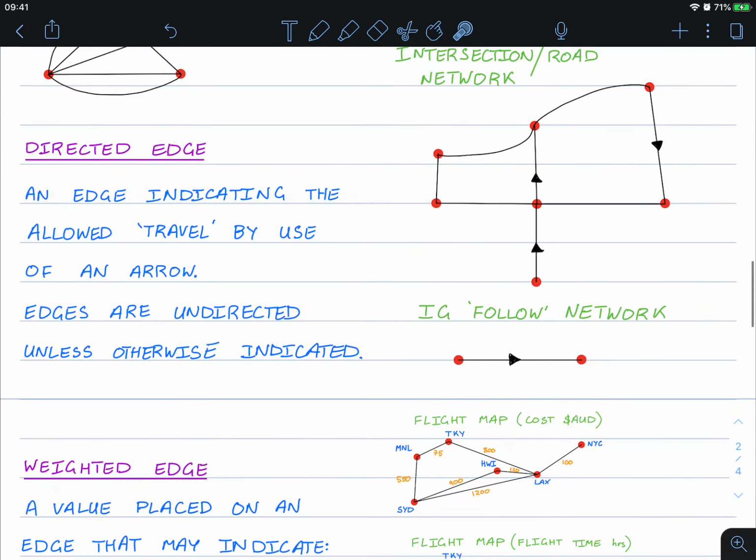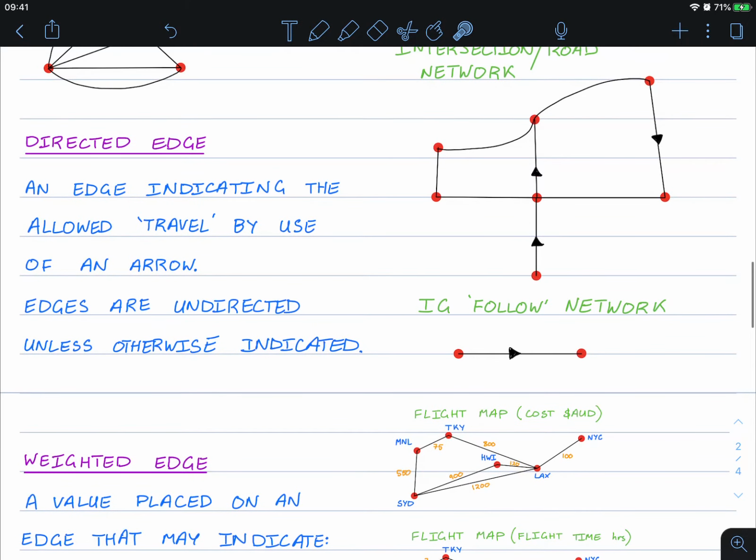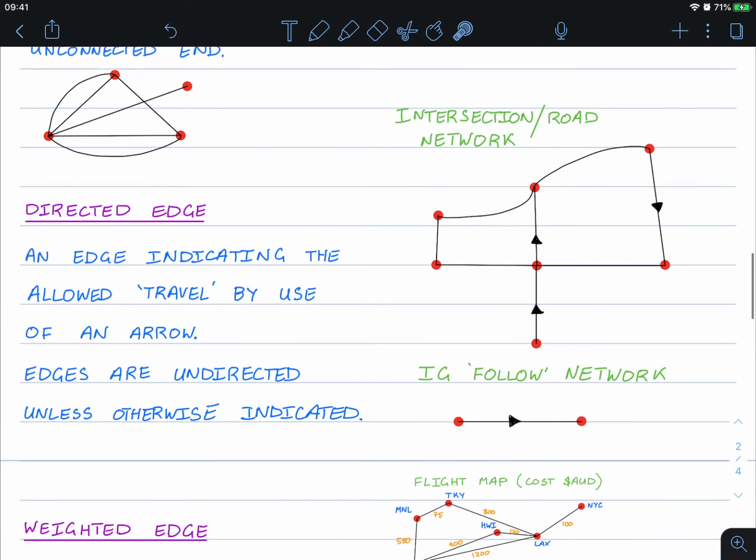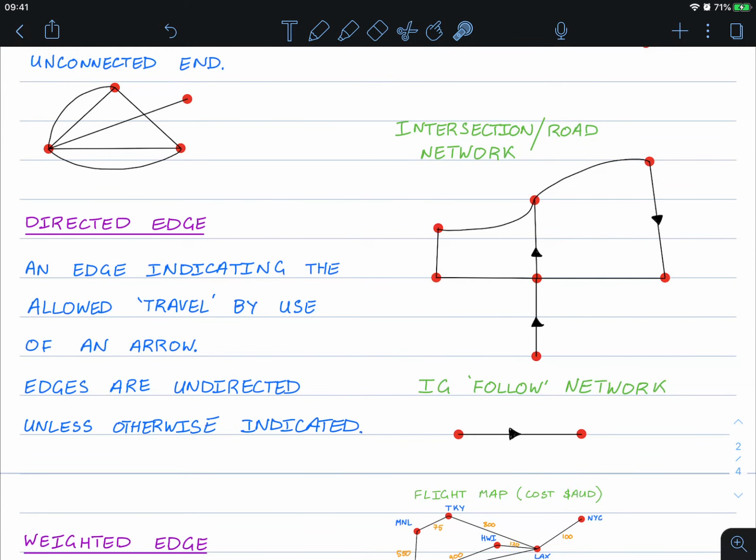We have what's known as a directed edge. It's an edge indicating the allowed travel by use of an arrow. So for example, this might be an intersection or road network. So these edges here that have arrows pointing up could represent a one-way road. Here's another one here. Edges that are undirected means travel can go both ways. So this road can go this direction, or it could start here and go in that direction. Whereas this one here can only go from this node up to this vertex.